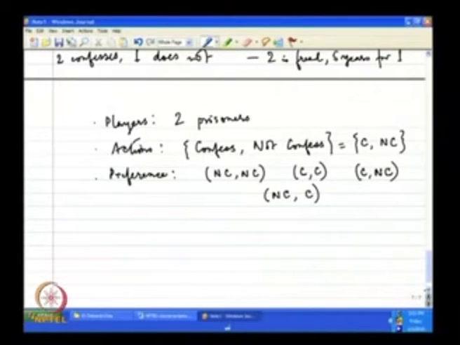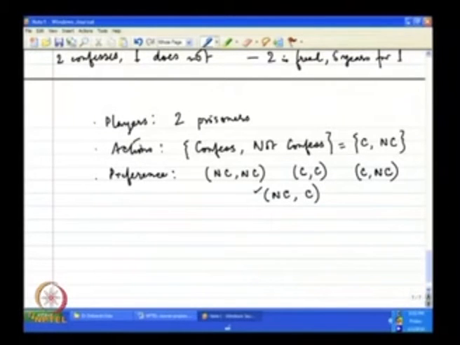Now, what is the order of these 2 elements in a particular action profile? The first element is the action of the first player. So, NC NC means the first player is not confessing, the second player is also not confessing. NC C means that the first player is not confessing, but the second player is confessing. Now, given the information I have given to you just now, it is easy to see which one will be preferred by the first player, which will be the second best for the first player, third and fourth.